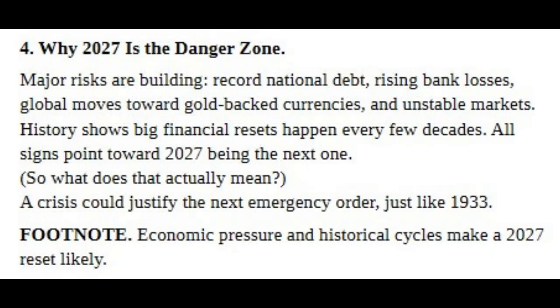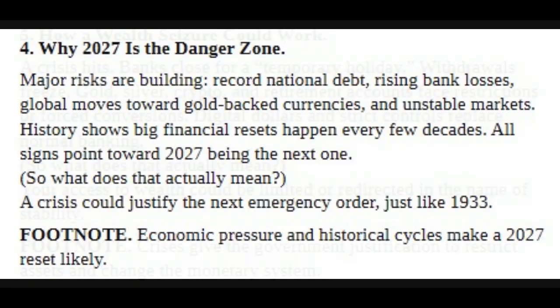4. Why 2027 is the danger zone. Major risks are building: record national debt, rising bank losses, global moves toward gold-backed currencies, and unstable markets. History shows big financial resets happen every few decades. All signs point toward 2027 being the next one. So what does that actually mean? A crisis could justify the next emergency order, just like 1933. Footnote: economic pressure and historical cycles make a 2027 reset likely.